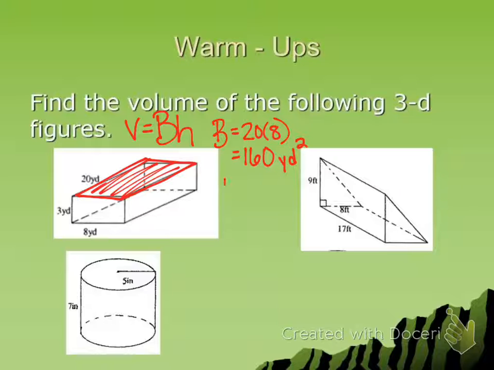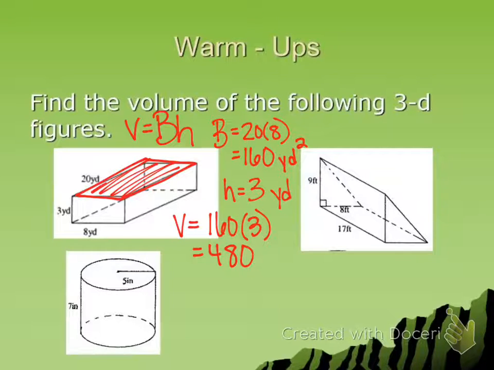Now we need to know what the height of our prism is. What's our height? 3 yards. So to find our volume, we've got to take capital B, 160, times H, which was 3, and what do we get? 480. What are my units now? Yards cubed. Good. So that is our answer for that first problem on our warm-ups.